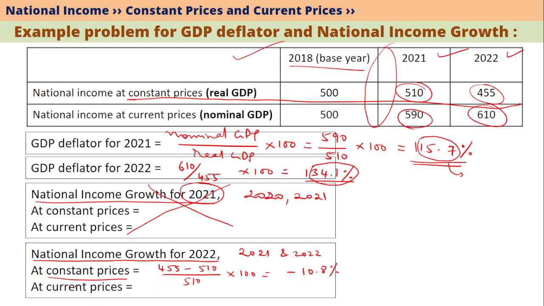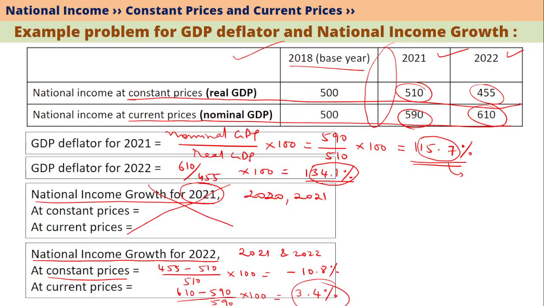What about current prices? So these are the current prices. So let's use this. At current prices, national income growth for 2022 is nothing but 610 minus 590 divided by 590 into 100. This will be nothing but 3.4%. So national income has grown by 3.4% during 2021 to 2022 when considered in current prices.